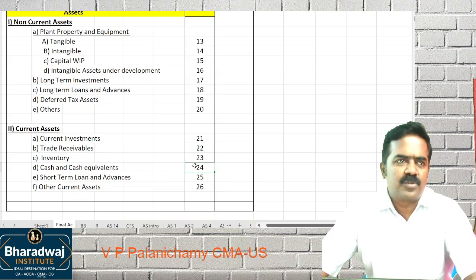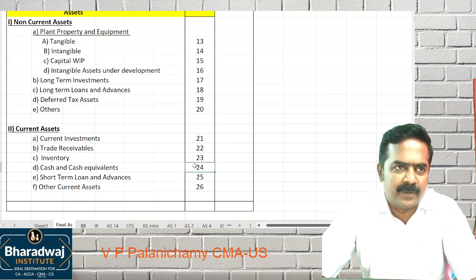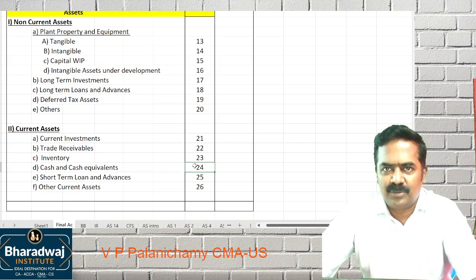You have to give the notes to accounts. Debtors outstanding for more than 6 months, you have to give which one? Notes to accounts. Wherever extra financial data is available in the question paper, you have to give it in the form of which one? Notes to accounts.